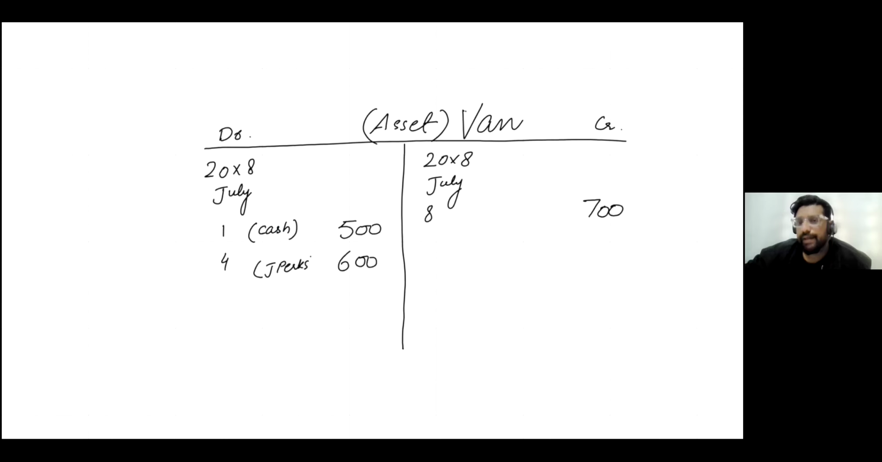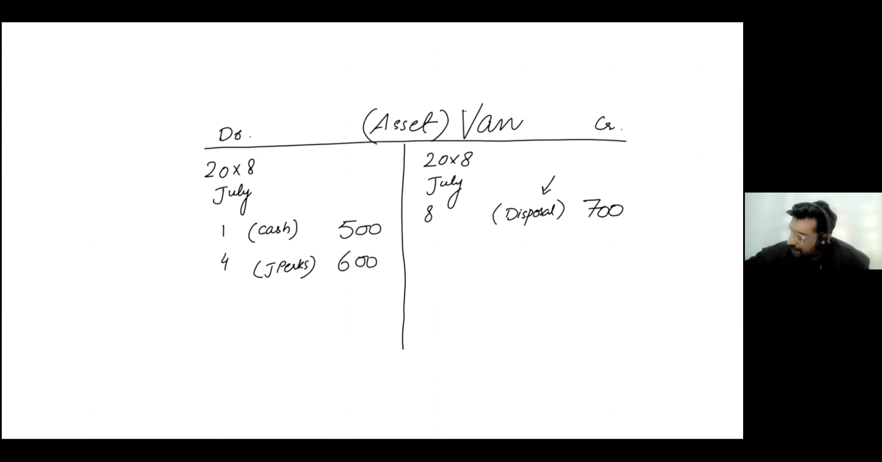This is what it's showing. And then we sold off the van on 8th of July. So we are going to write the opposite account here, and that is disposal. You don't need to be worried about it. We have a separate topic related to disposal. So the point is that this is how we make the T accounts. That's the format of the T account.